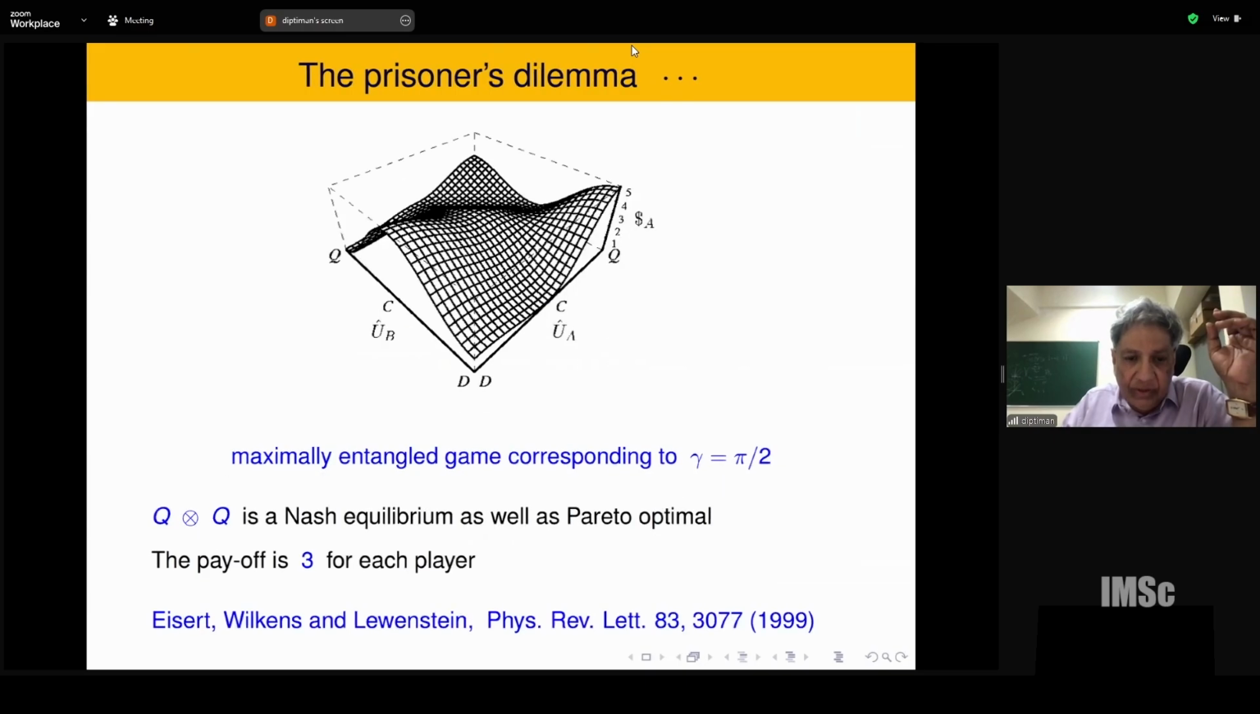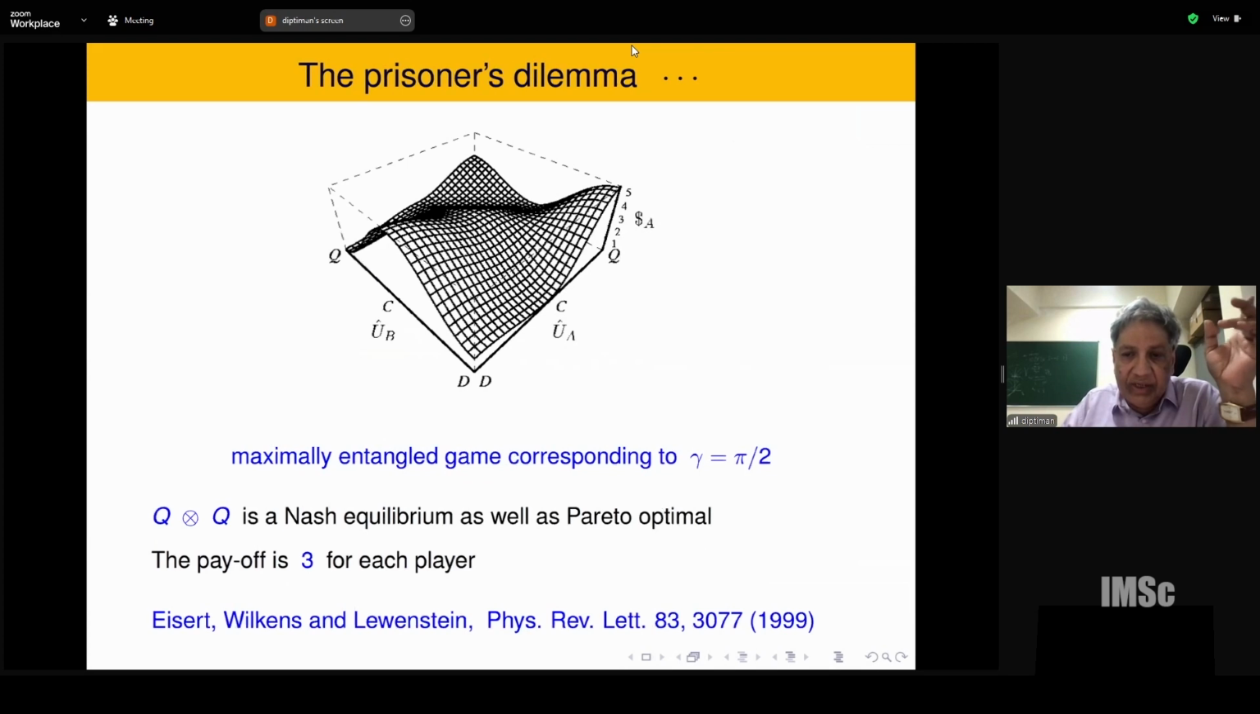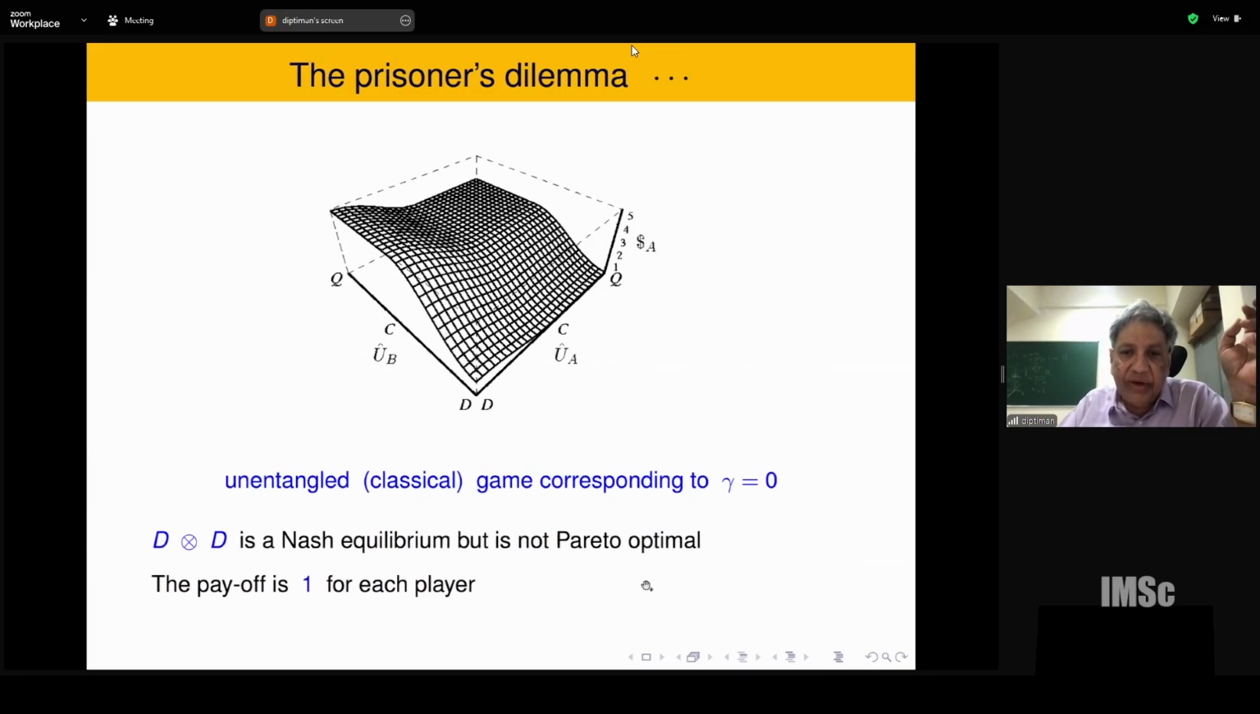So the idea is that you can maximize this if you start with an initial state. Everything depends on the choice of the initial state. If you start with the initial state which is not entangled, then you can't do better than the classical prisoner's dilemma. If you choose a maximally entangled state, in fact gamma equals pi by 2, then the best strategy turns out to be one where you get a payoff of 3 for both the players. So payoff is just defined in the sense of this.